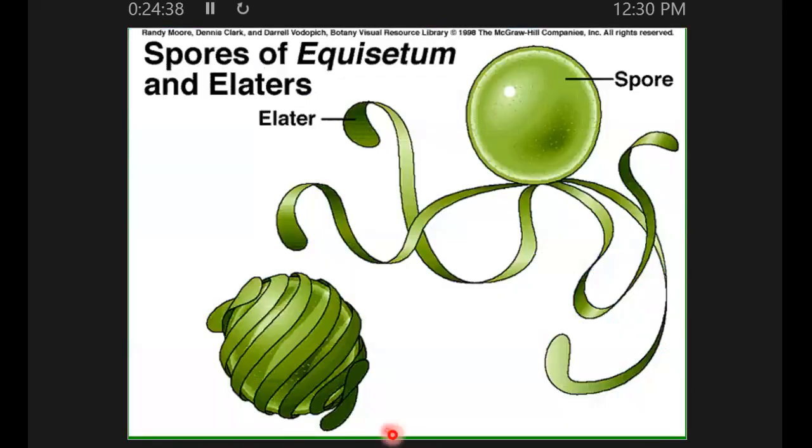And so here they're showing the difference. It depends on how mature the spore is. Sometimes you'll find the elaters wrapped pretty tightly around the spore. And then as they get closer to being released, they start to loosen up and unravel a little bit. And then as these elaters get wet and dry, they'll twist, and that actually helps physically move the spores, hopefully to a good habitat.